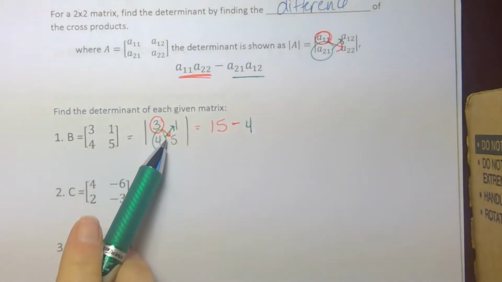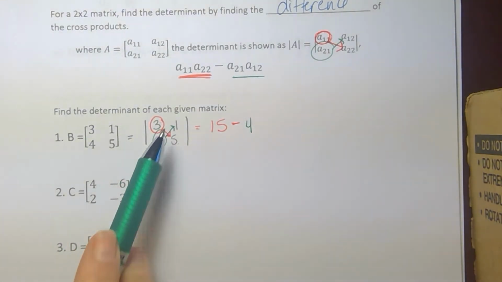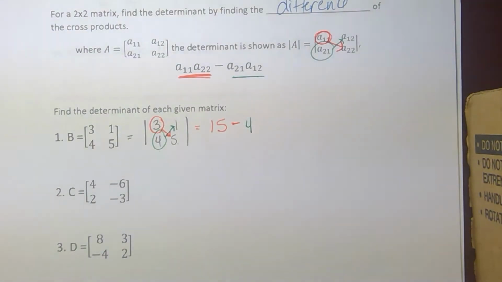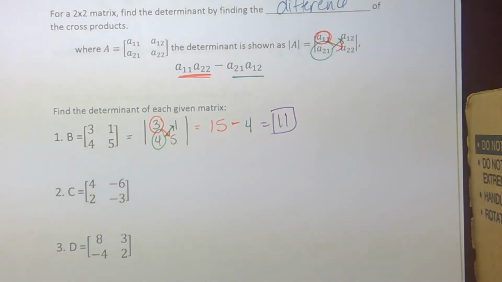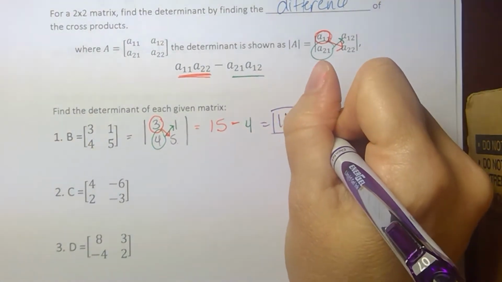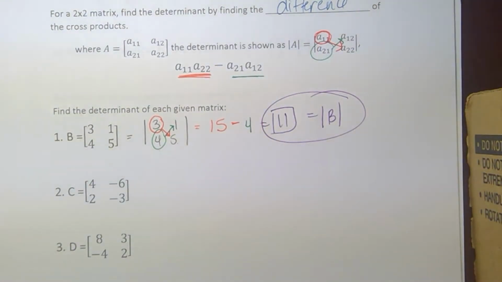So I do 3 times 5, always start upper left. 3 times 5 is 15 minus 4 times 1. And that gives me a determinant value of 11. So the determinant of B is 11. I could say the determinant of B is 11. Okay, let's do these others.